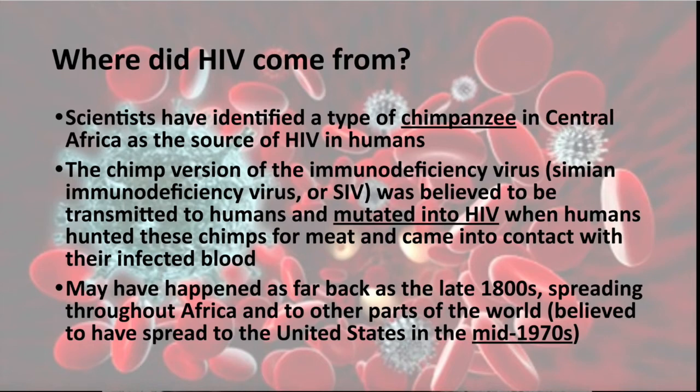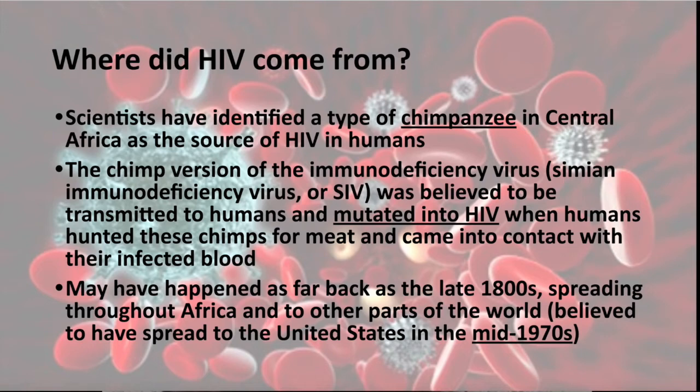Where did HIV come from? Scientists have actually identified a type of chimp in Central Africa as the source of HIV in humans. There is a chimp version of an immunodeficiency virus. It's called SIV, or simian immunodeficiency virus. And it was believed to be transmitted to humans and then mutated into HIV. And that happened when humans hunted the chimps for meat and then ate it, and then came in contact with their infected blood.